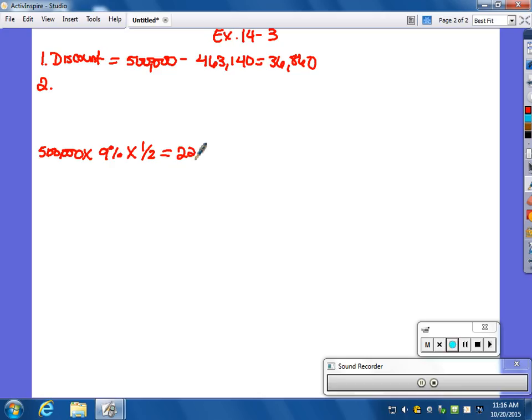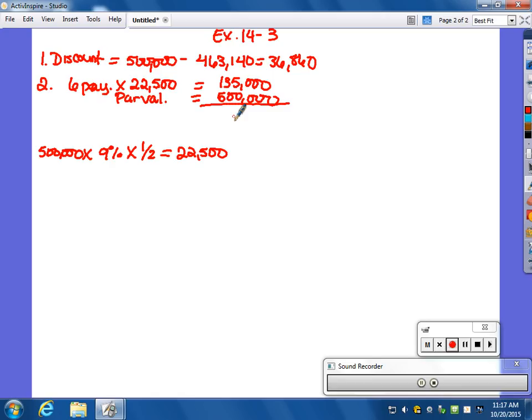22,500. So the 22,500 is the amount of the 6 payments, okay? So 6 payments times that amount gives us what? 135,000. So we got 135,000, and then you said your par was 500,000. Yes. So when we add those two together, we get how much? 635,000. So that 635,000 becomes the total that was repaid.